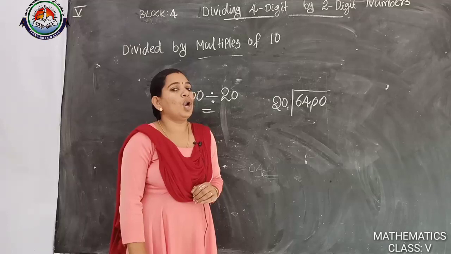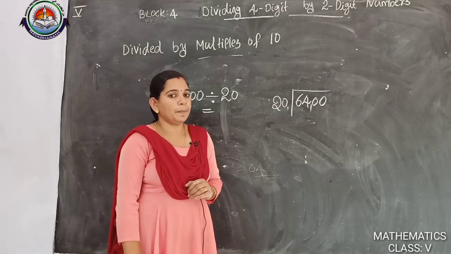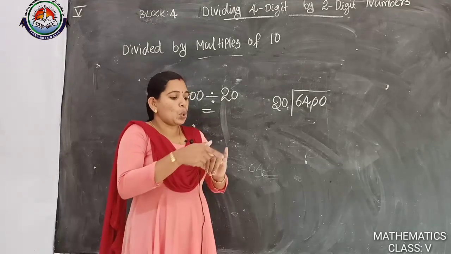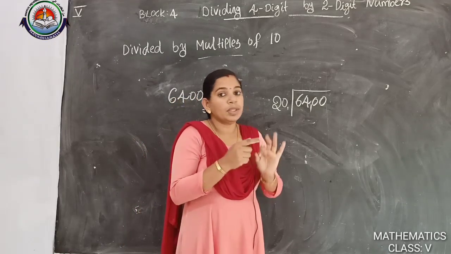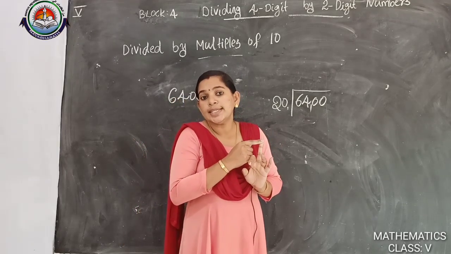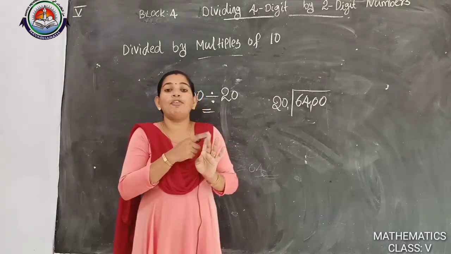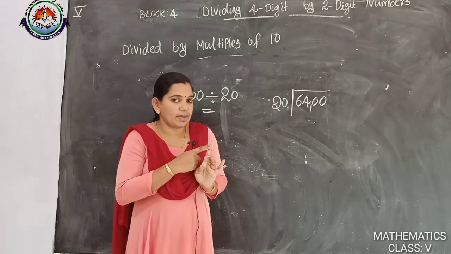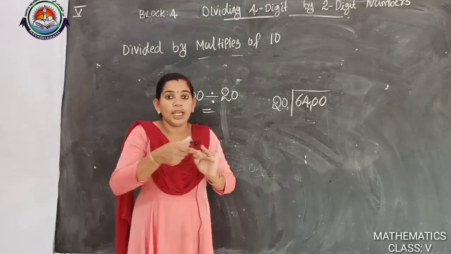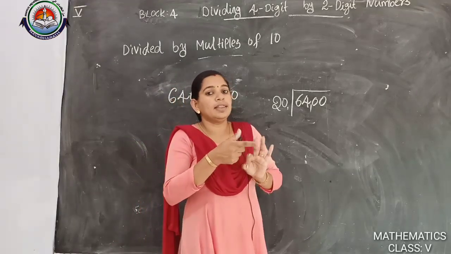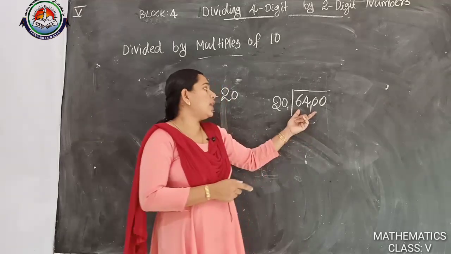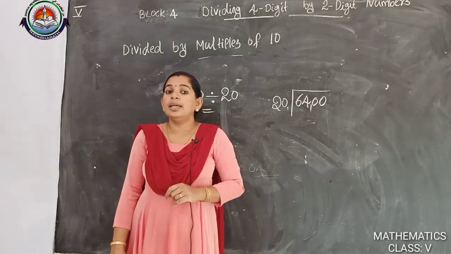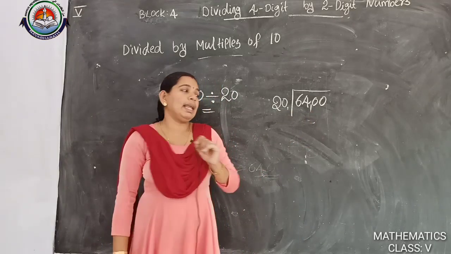In 64, how many 20s are there? Check it. 1 twenty is 20, 2 twenties are 40, 3 twenties are 60, and 4 twenties are 80. Here it is not 80. So how many 20s are there? Good, 3.